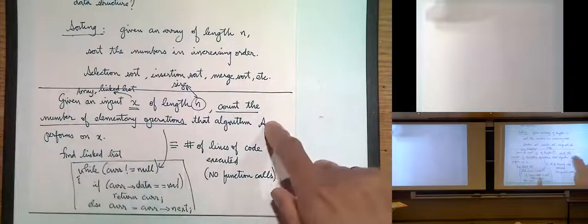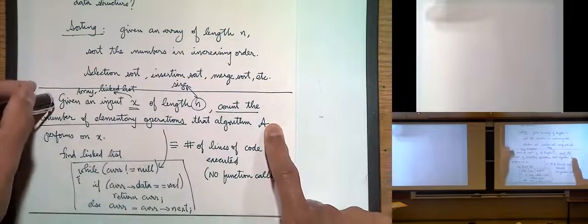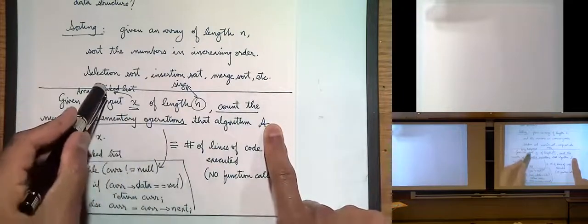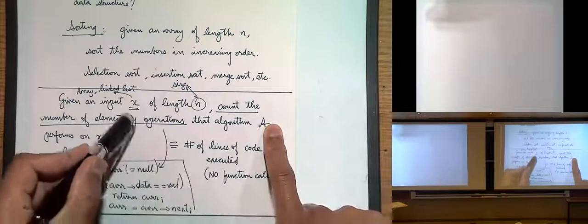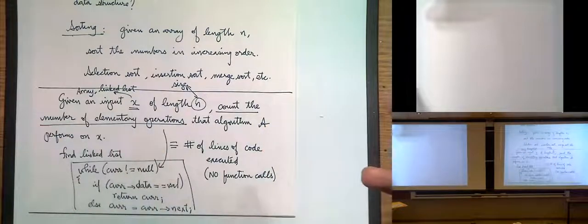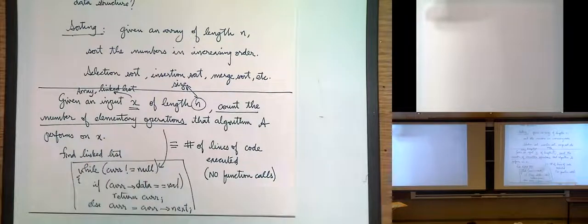So that is what I mean by count the number of elementary operations that the algorithm performs on X. You could have a different algorithm, and it would potentially be different. You could have a different question. Instead of finding in a linked list, maybe you want to insert. Or maybe you want to sort an array or whatever. Note that if you're inserting in a linked list, it's only 4 or 5 lines of code that are going to be run. It doesn't matter how long the list is. Does that make sense? Okay.